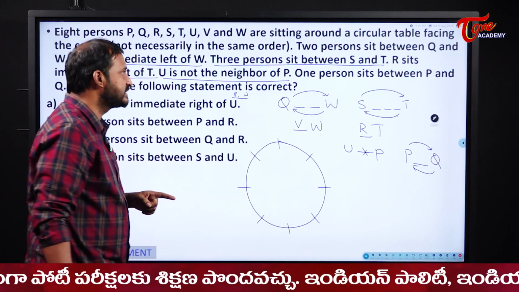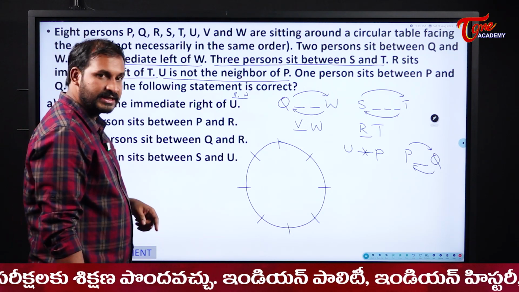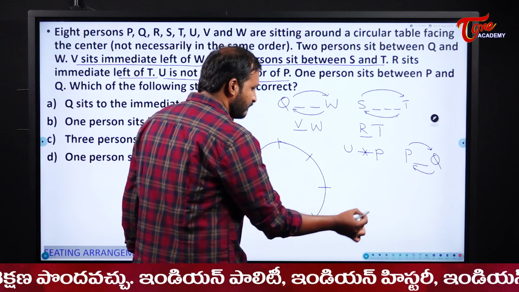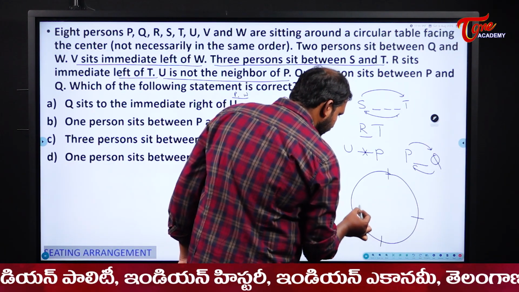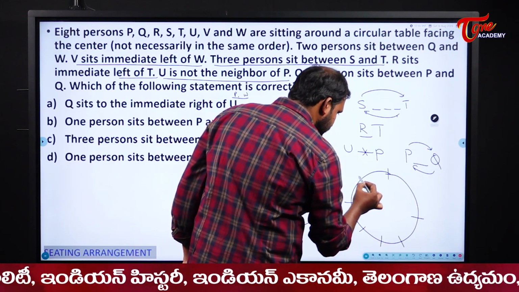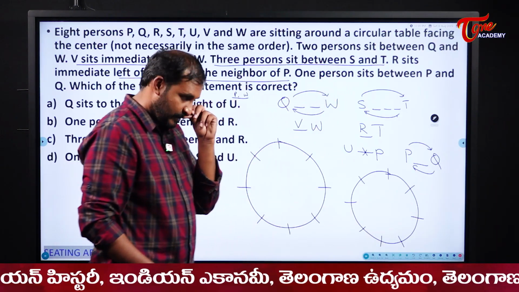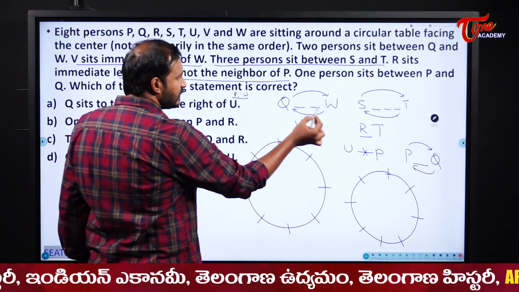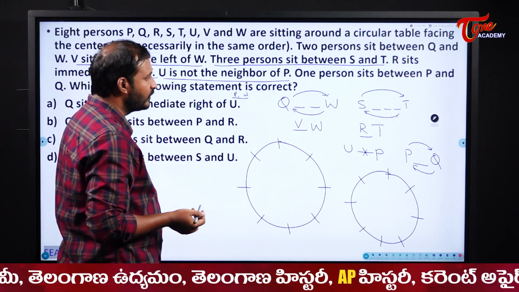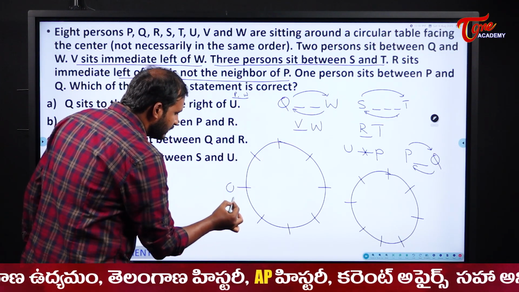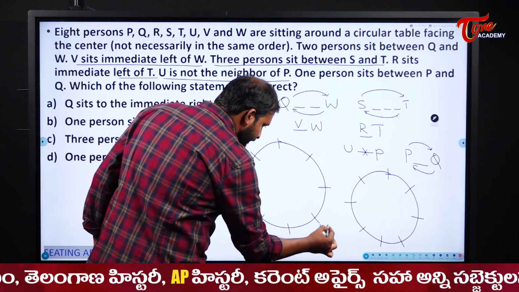All are facing the center, right? So I will take two chances for time being, and I will try to solve it by taking two chances. Now see here, students. First I will go with this one, Q and W. So I will assume that Q is here and W is here.